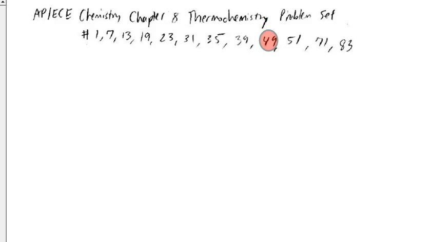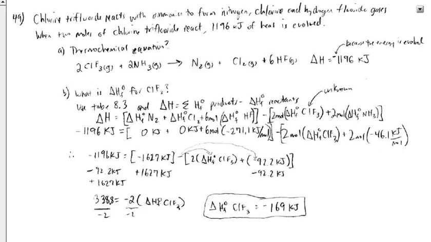For problem number 49, you're given information about chlorine trifluoride reacting, and a certain amount of heat is evolved. You can write a thermochemical equation. You've got to go through and balance it, and they tell you that the heat is evolved, so you're going to have a negative delta H for this, a negative enthalpy change. They want to know what the heat of formation is for chlorine trifluoride.